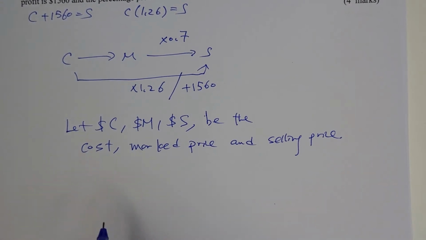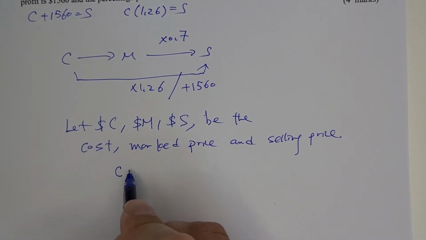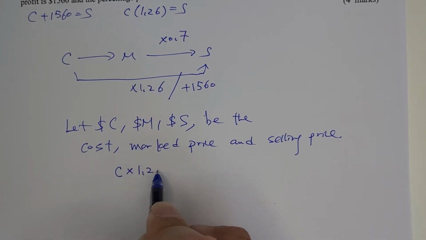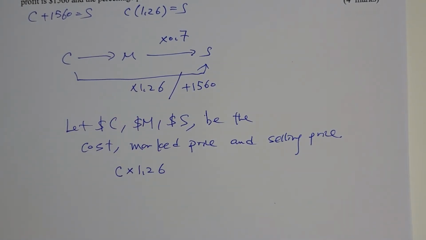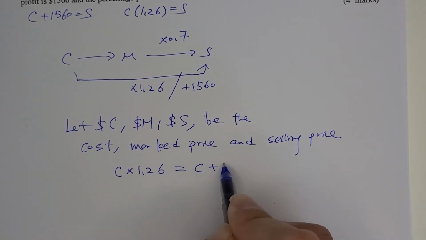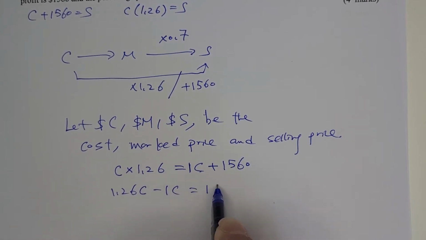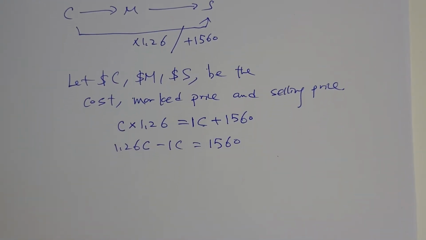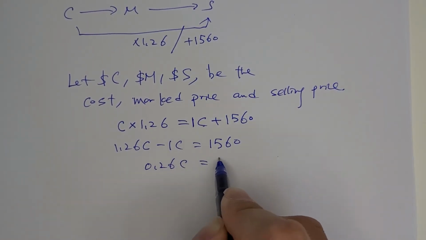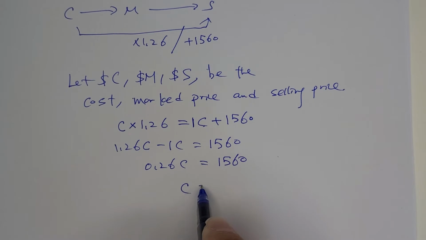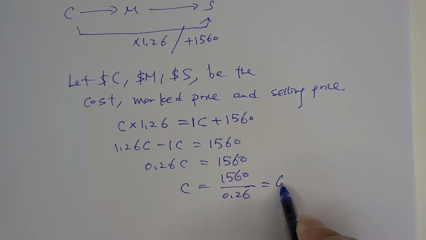Alright, so you can set up the equation. C multiplied by 1.26 is the selling price. At the same time, C plus 1,560 is also the selling price. So you can solve C. The C has a hidden 1 in front of it, so 1.26 times C minus 1C equals 1,560, and 0.26 times C equals 1,560. So C will equal this one, and you can get C equal to 6,000.